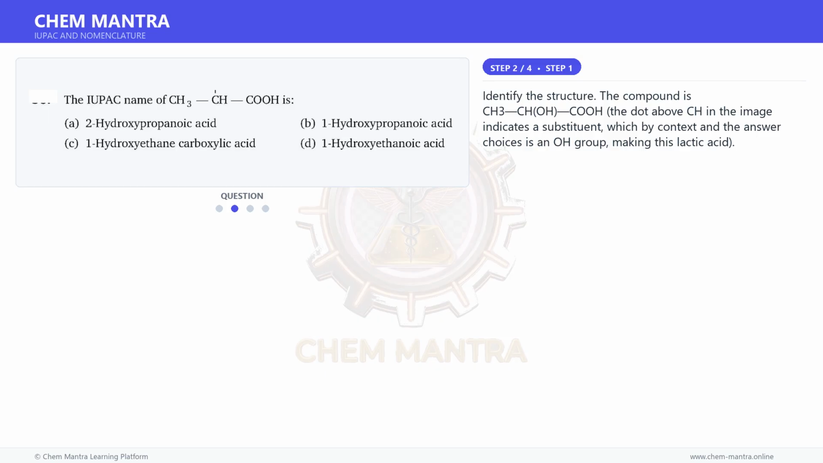Moving on to the next step. Identify the structure. The compound is CH3CH(OH)COOH. The dot above CH in the image indicates a substituent, which by context and the answer choices is an OH group, making this lactic acid.